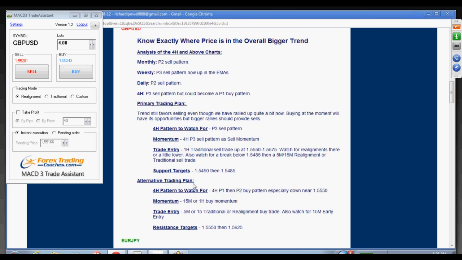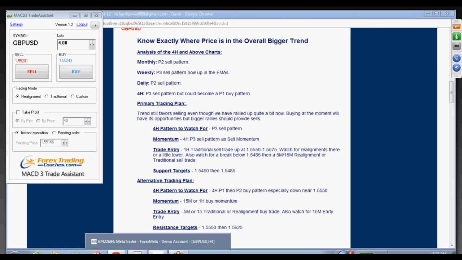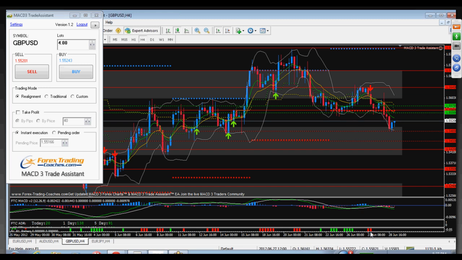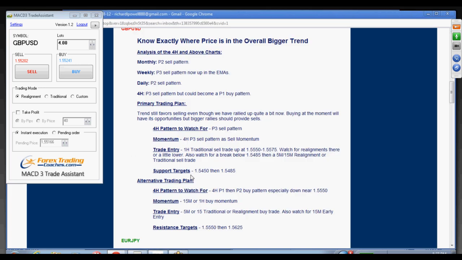The alternative, then I go down to the alternative trading plan. The 4-hour pattern to watch for is a 4-hour P1, then a P2 buy pattern, especially down near 1555. What I'm looking for here is I will be alerted down here on these bars if there's a P1 that sets up. So I don't need to worry about actually putting that into the alerts. But what I do want to put in is a P2 buy pattern.